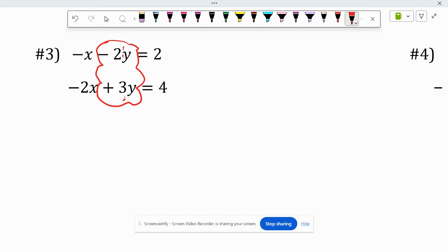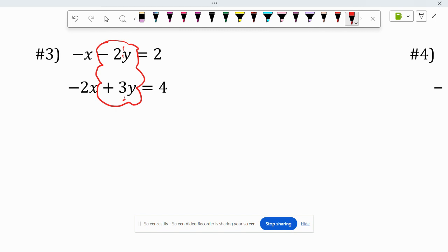Because I need that -2 and the 3 to be the same number. What could I multiply the top one by and the bottom one by so that I get the same product? So a trick is multiply those two numbers together. What's 2 times 3? 6. So if they both equal 6, one's a positive 6 and one's a negative 6, we can cancel them out.